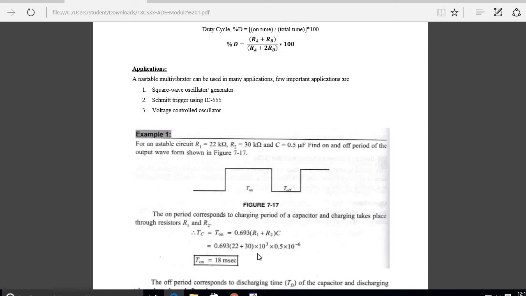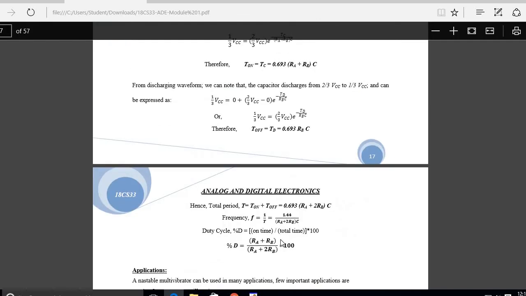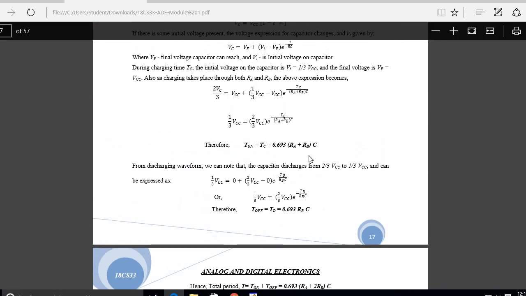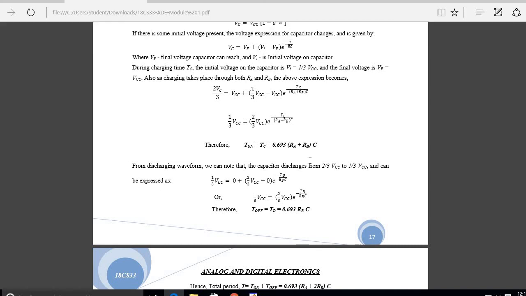So just you should remember the formula. I already told that T on is equal to 0.693 into (R1 plus R2) into C. So here Ra, Rb means nothing but R1 and R2. Just don't get confused with this Ra, Rb, Rc and all. Those are all resistor values.